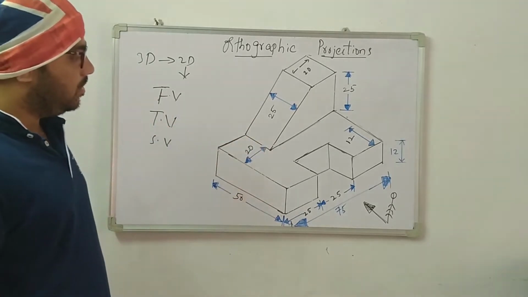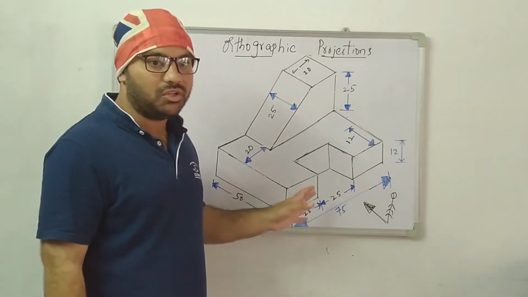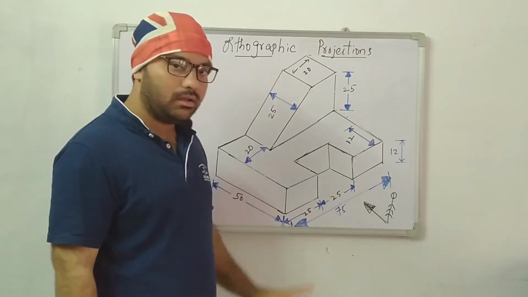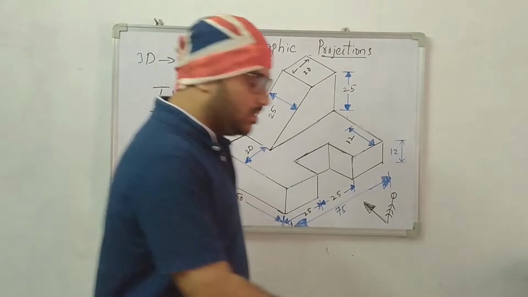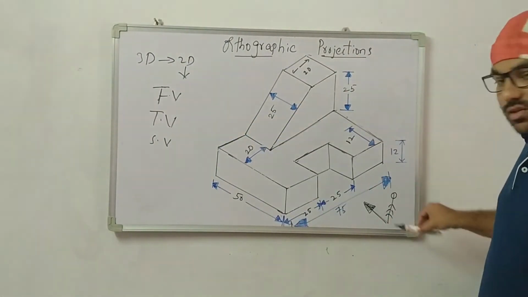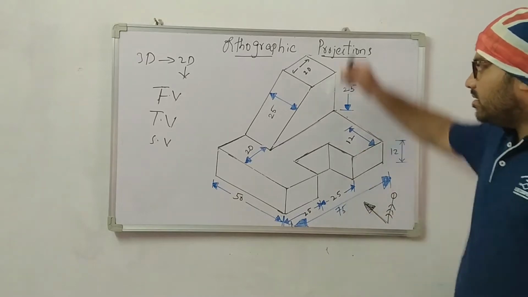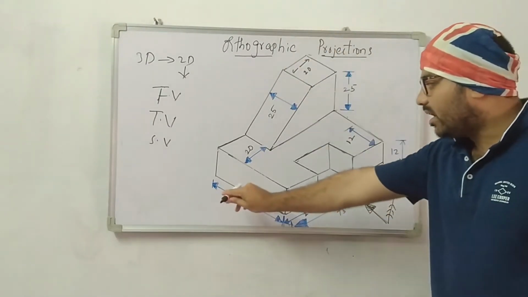In this problem, first of all we have to see where the observer position is, where the observer is standing. The observer is standing here. So this is considered as my front view, this is considered as the top view, the top side, and this is my side view.